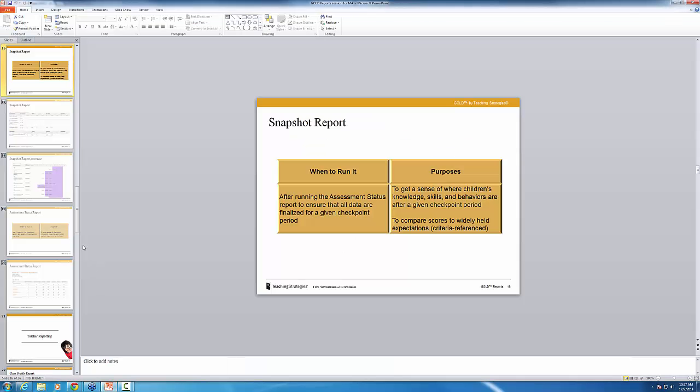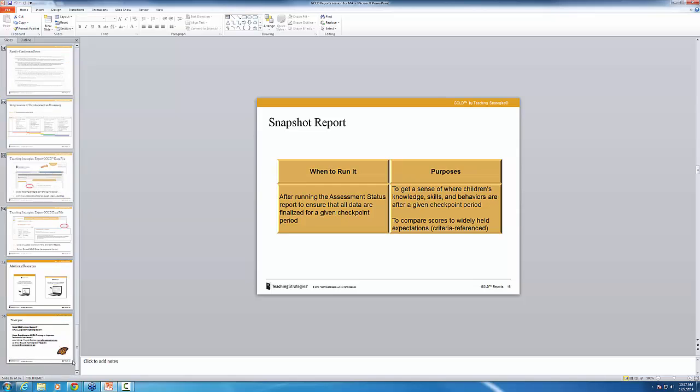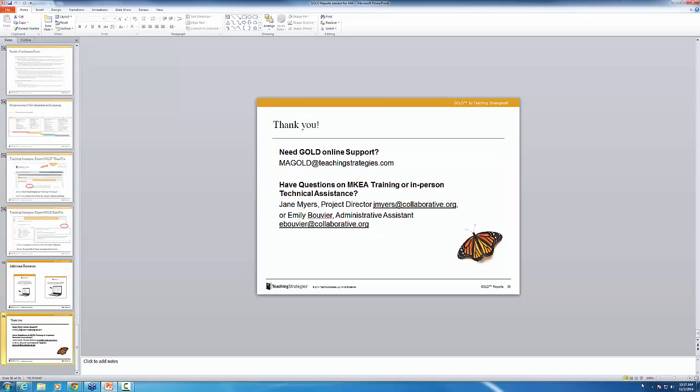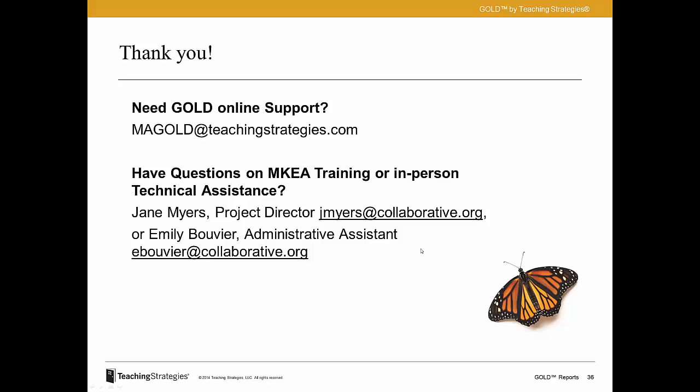I'm going to pull up the PowerPoint again now to pull up that final slide that Jane was mentioning that has some additional contact information. So if you need Gold Online support, we have a dedicated email address that we've set up for Massachusetts programs. That's magold@teachingstrategies.com. And then we have Jane Myers and Emily Bouvier's contact information up there as well for if you have questions on MKE training or you want in-person technical assistance.